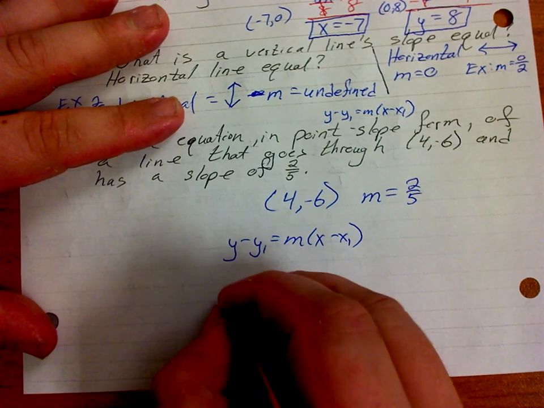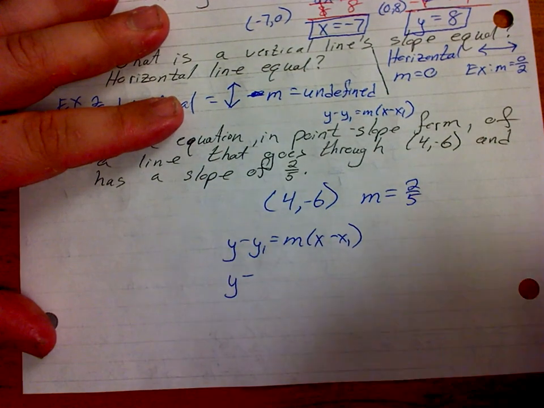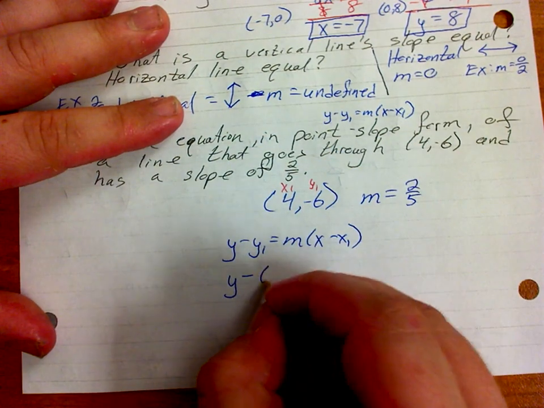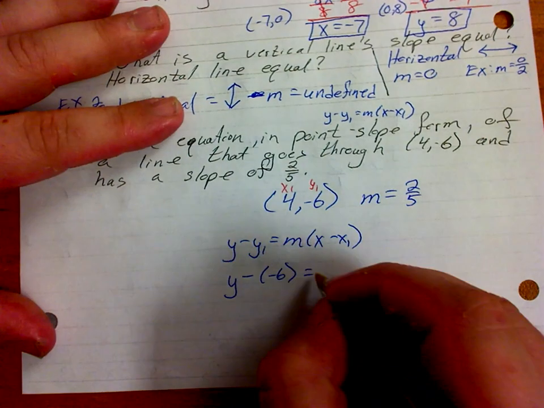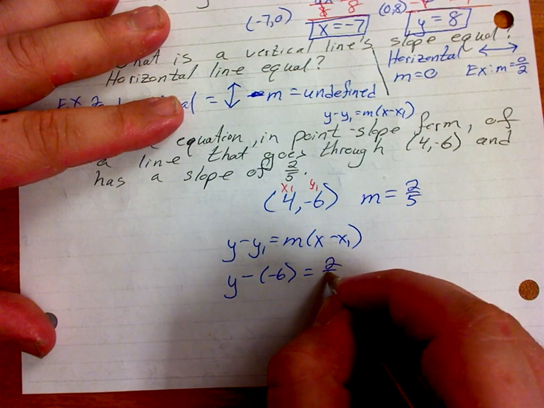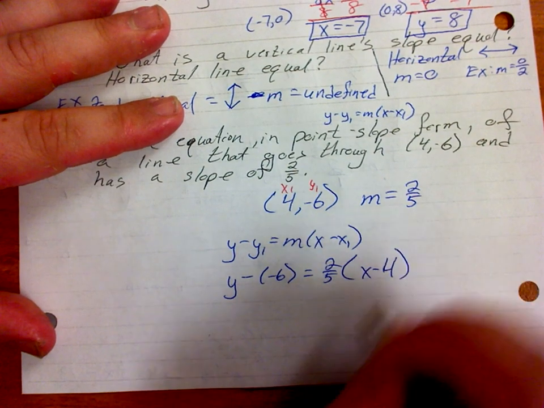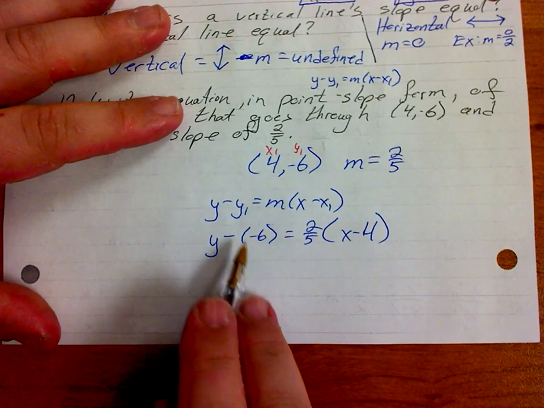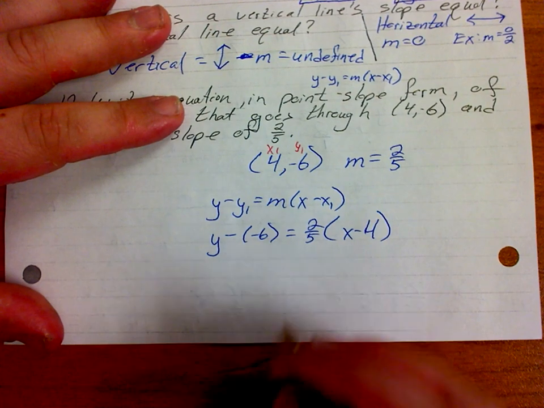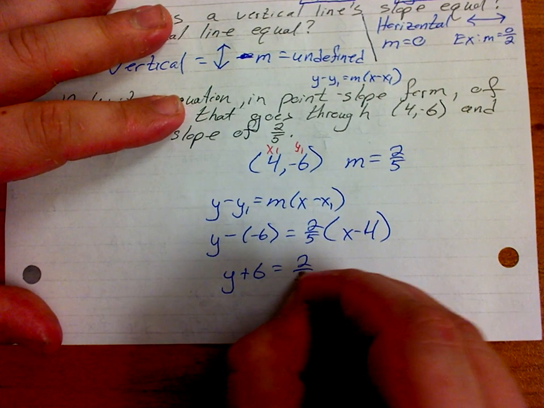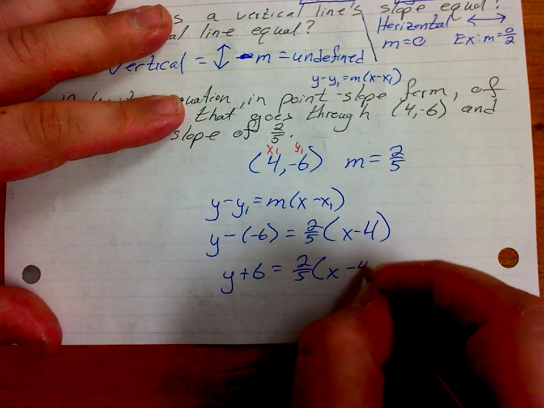Okay, if we plug in our information, it's going to be y minus, this is our x1, y1 here, my y sub 1 is a -6, equals my slope, which is 2 over 5, times the quantity x minus my x sub 1, which is 4. Now, the only thing that we look to do here is we have minus and negative right here. So I maybe want to go ahead and change that to y plus 6 is equal to 2/5 times the quantity x minus 4, okay?